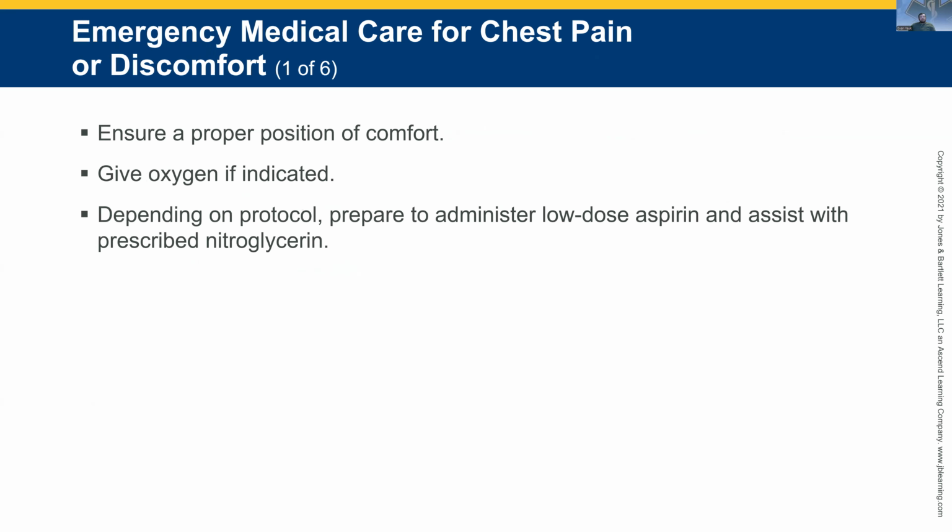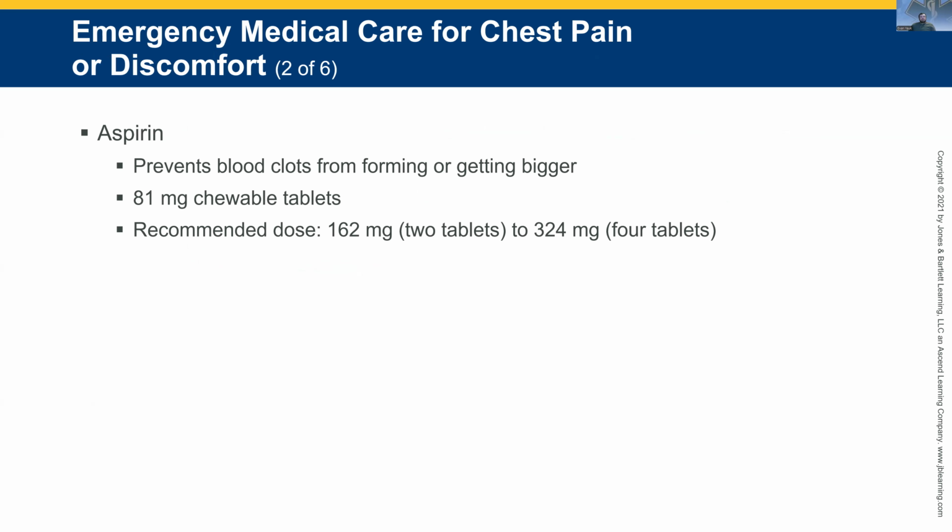Ensure proper position of comfort. Give oxygen if indicated. Depending on your protocol, prepare to administer low dose aspirin and assist with prescribed nitroglycerin. Once again, know your protocols, what you can give and can't give. So aspirin prevents blood clots from forming or getting bigger. 81 milligram chewable tablets. The recommended dose, depending on where you're at, can be 162 milligrams, which is 2 tablets, up to 324 milligrams, which is 4 of those tablets. My protocol says 324. They chew them up and swallow them.